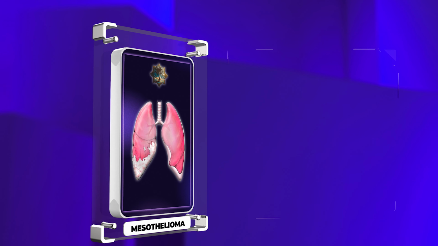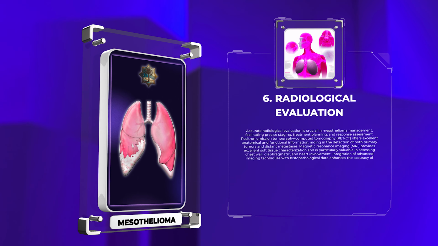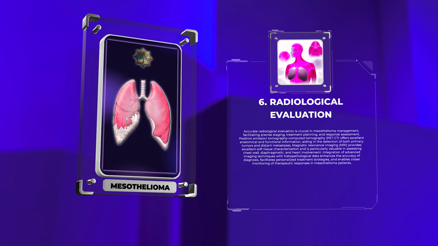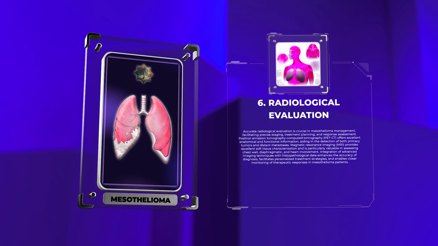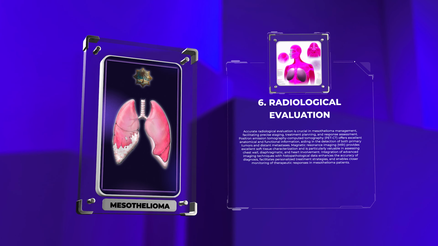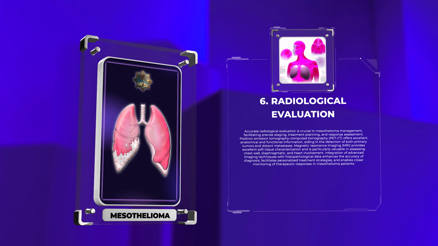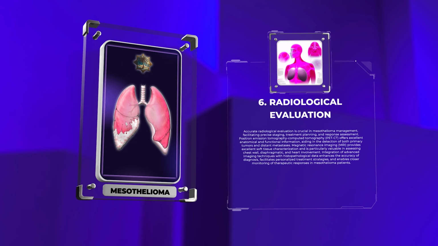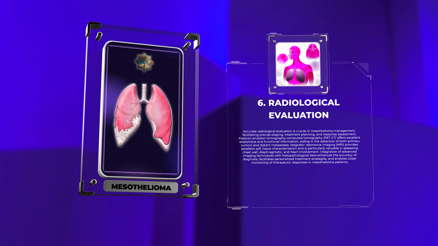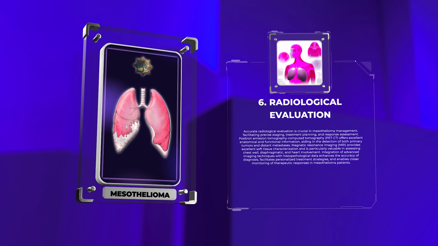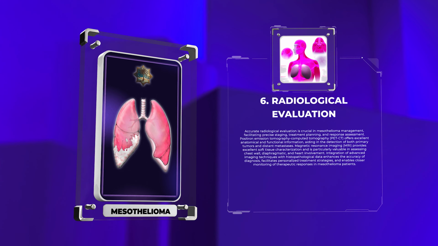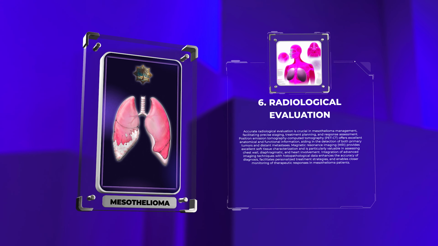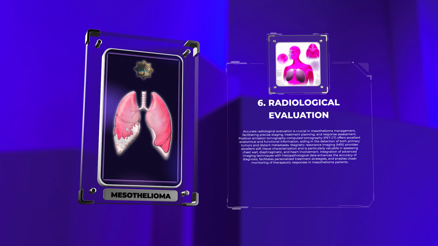Accurate radiological evaluation is crucial in mesothelioma management, facilitating precise staging, treatment planning, and response assessment. Positron emission tomography computed tomography, PET-CT, offers excellent anatomical and functional information, aiding in the detection of both primary tumors and distant metastases. Magnetic resonance imaging, MRI, provides excellent soft tissue characterization and is particularly valuable in assessing chest wall, diaphragmatic, and heart involvement. Integration of advanced imaging techniques with histopathological data enhances the accuracy of diagnosis, facilitates personalized treatment strategies, and enables closer monitoring of therapeutic responses in mesothelioma patients.